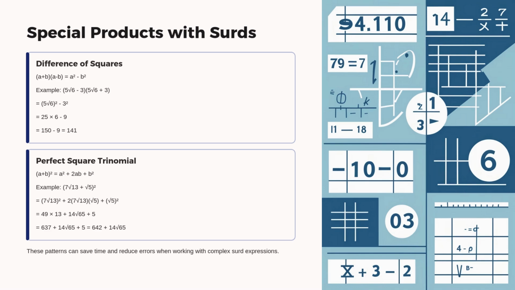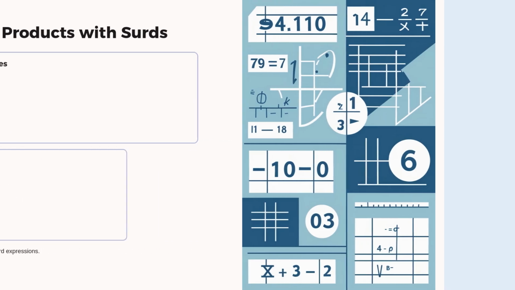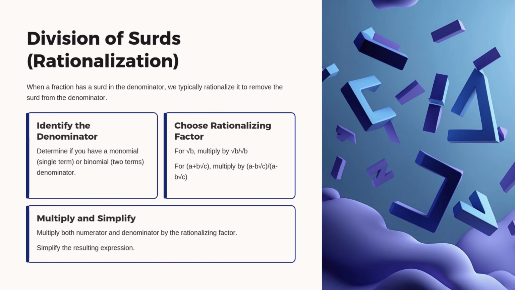These patterns can save time and reduce errors when working with complex surd expressions. Division of surds. Rationalization. When a fraction has a surd in the denominator, we typically rationalize it to remove the surd from the denominator. Identify the denominator. Determine if the denominator is a monomial, which has a single term, or a binomial, which has 2 terms. This is obtained to decide the appropriate rationalizing method.